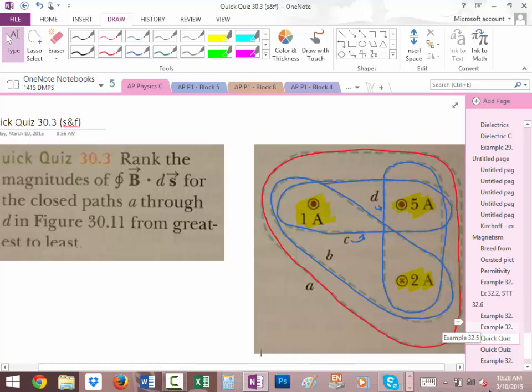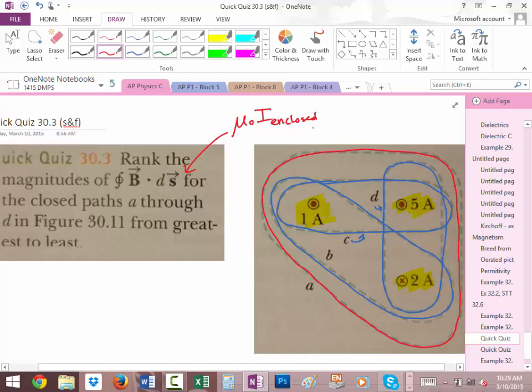All right, let's talk about a better approach than flipping a coin, Teresa. So the line integral of b dot ds is equal to what? Mu naught I. Okay. So the bigger that mu naught I is, the bigger the line integral of b dot ds is. Is mu naught going to change? No. So all we really care about is the enclosed current.